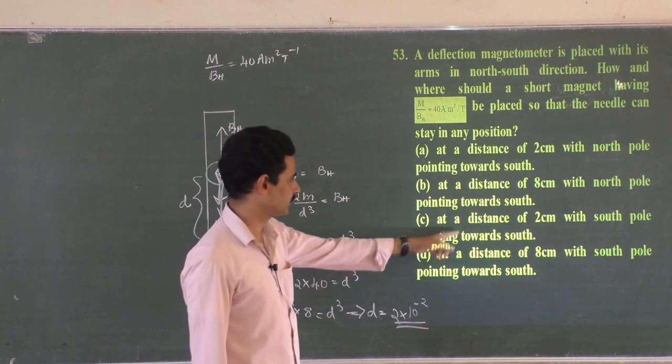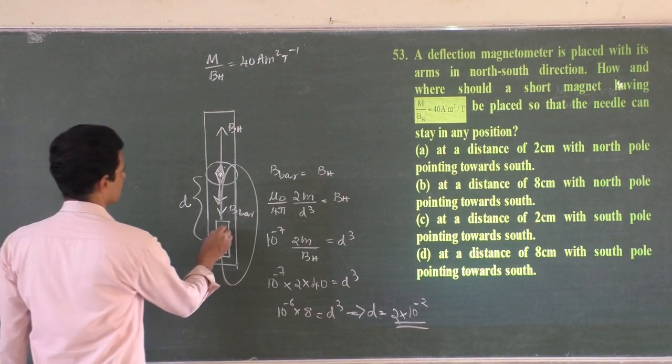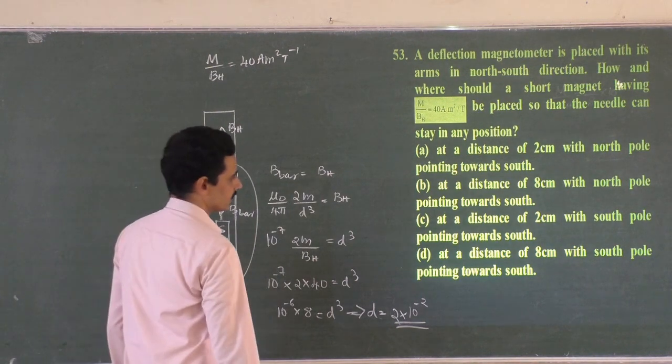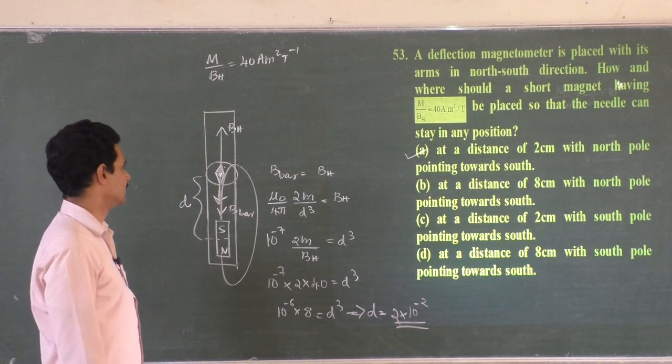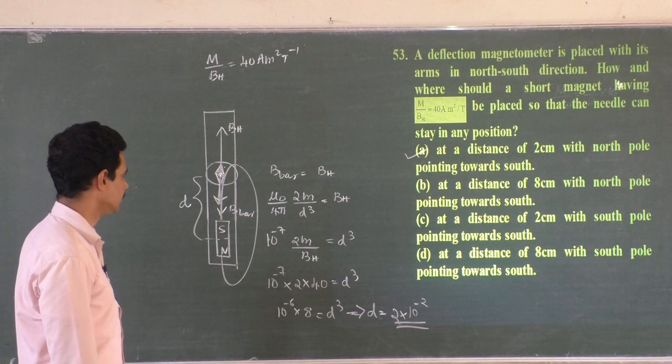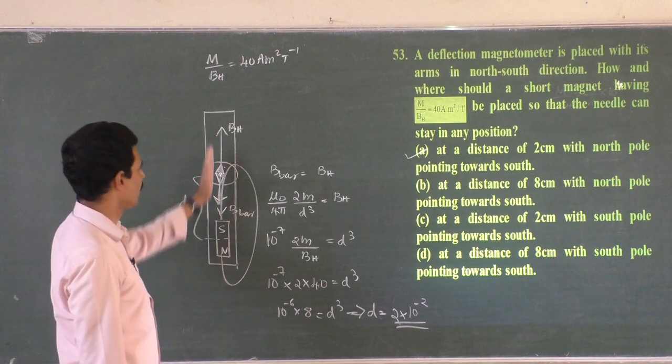At a distance of 2 centimeter with south pole pointing towards south. South pole pointing towards south, no, not right. So it should be this one. A north pole pointing towards south is correct, right? The needle stands like this, it shows north, right?